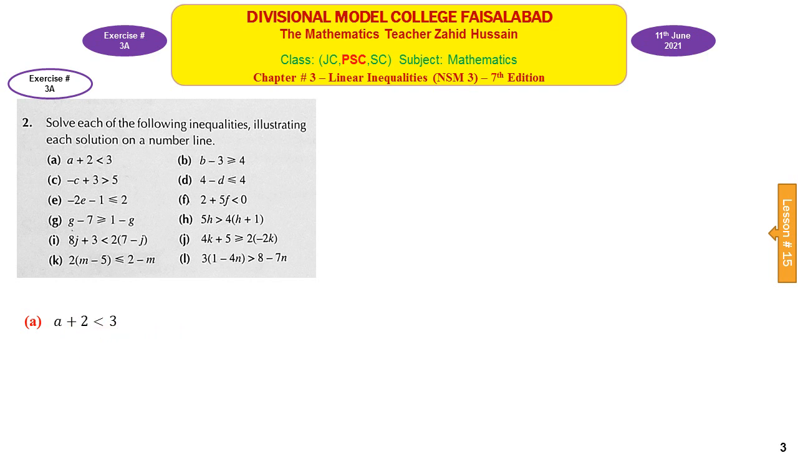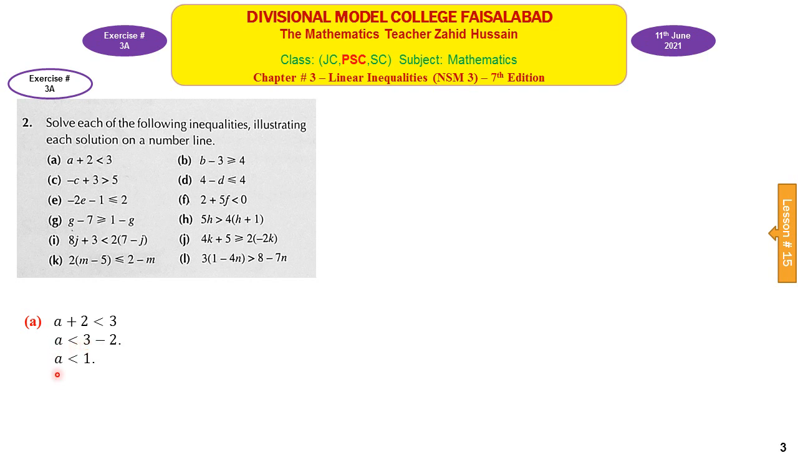Next, we collect all the terms with the variable on one side, and this side must be the left hand side, and all the other terms without the variable on the right hand side of the inequality. So we will transfer plus 2 from the left hand side to the right hand side, and we get a is less than 3 minus 2. Adding or subtracting the same number on both sides does not change the sign of the inequality. Now simplify, we get a is less than 1.